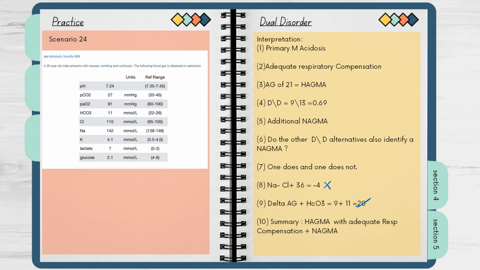Okay, so this is just for the practice of the alternative equivalent methods for delta-delta. One of them actually confirms that there's an additional metabolic NAGMA, and the other one actually doesn't. But you will normally use all three, and then based on the clinical context, you utilize whatever is appropriate for that particular context. So here you've got an HAGMA with adequate respiratory compensation and additional metabolic NAGMA.